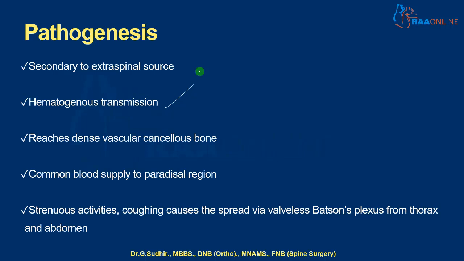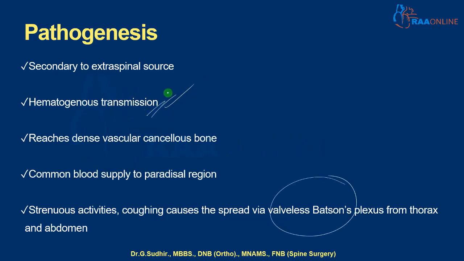That is the most common region for spinal tuberculosis. And since the cancellous bone is made up of dense vascularity, it is very easy for those bacilli to harbor there and multiply. Strenuous activities and coughing can spread the TB bacilli via the valveless Batson's plexus from the thorax and abdomen to the spine. So this is another method of spreading.